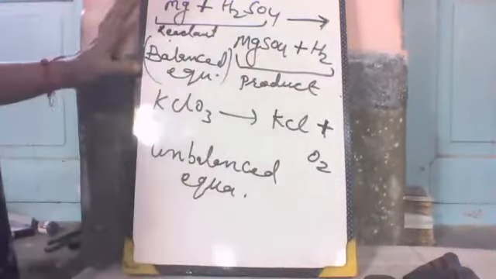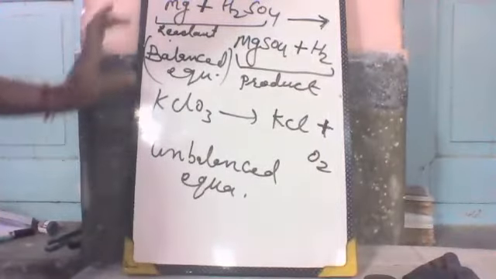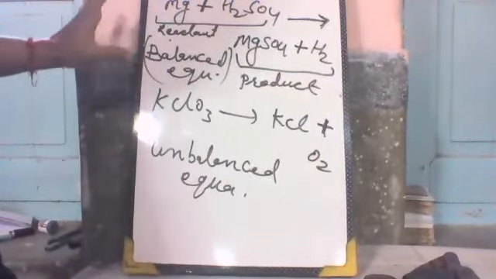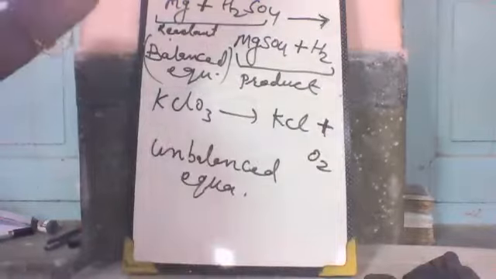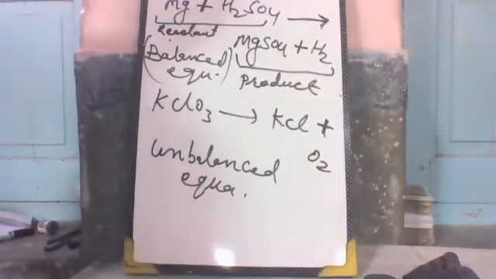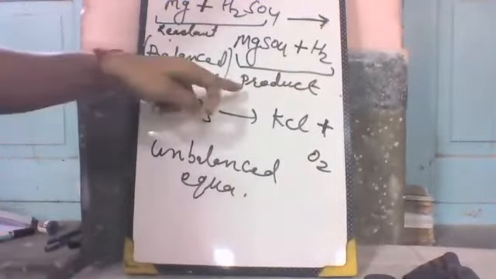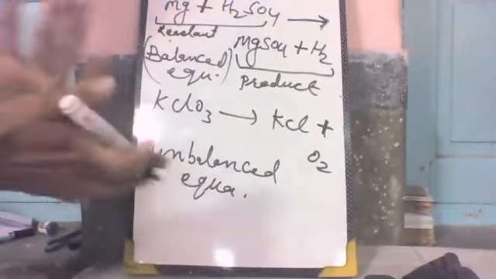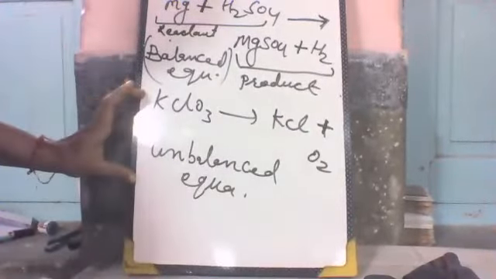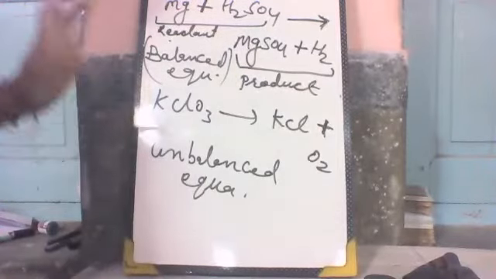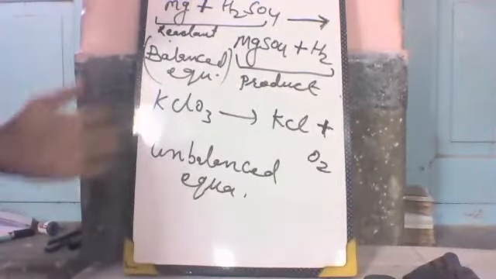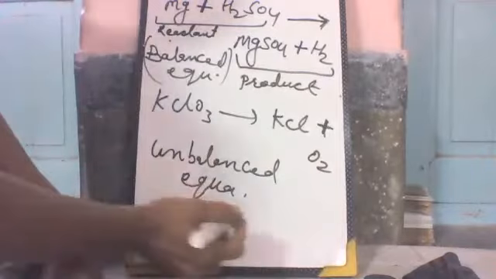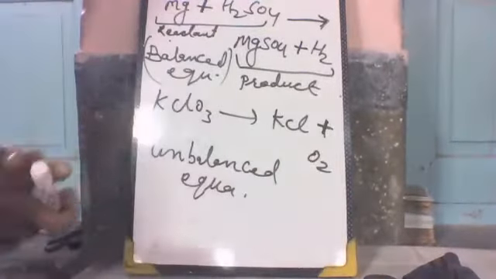There is a difference between balanced and unbalanced equation. If the number of atoms of all the reactants are the same as the number of atoms present in the product, the equation is known as balanced equation. If there is any difference in number of atoms of reactant and product, then the equation is known as unbalanced.